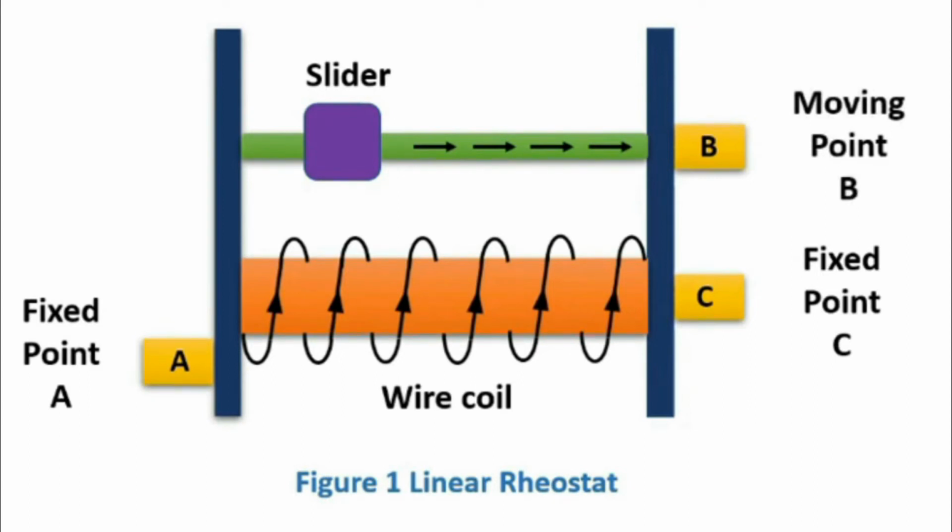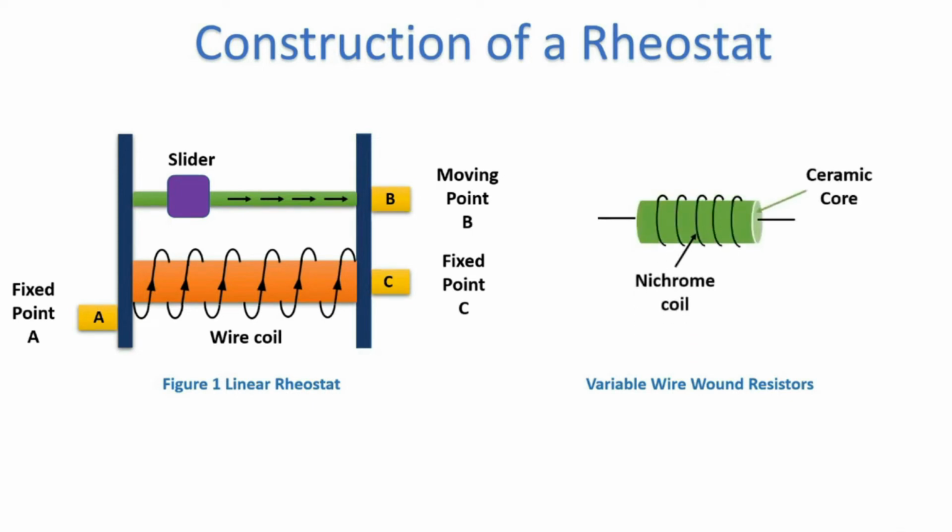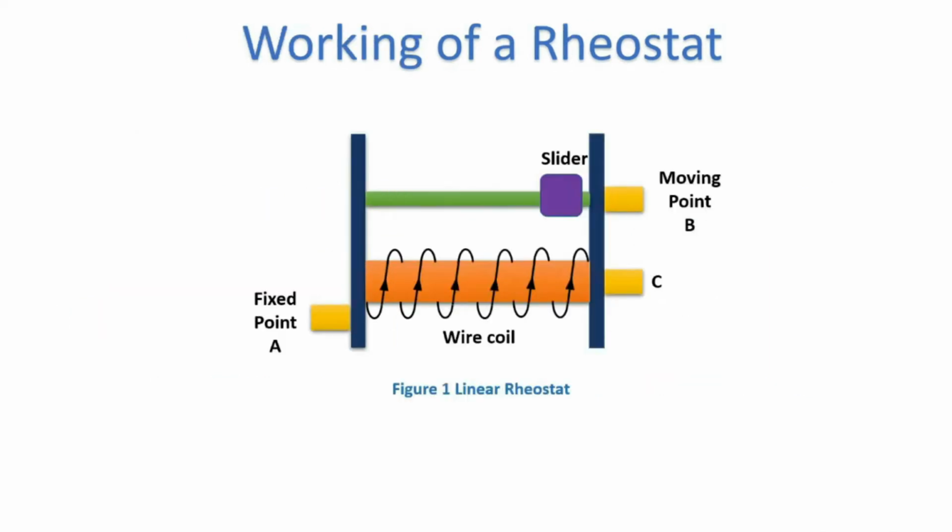Rheostats are made up of wire-wound resistors to bear large currents. They may also be called variable wire-wound resistors. They're mainly constructed by wrapping nichrome wire across a ceramic core. Such a core behaves as an insulator to the heat energy and does not permit it to flow through the rheostat. Okay, moving toward its working principles.